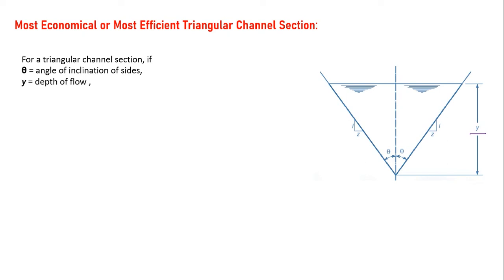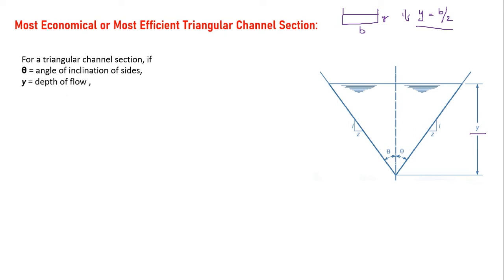Of course, I hope you remembered that in the case of a rectangular section, if the depth is y and the width is b, then y equals b by 2. If y equals b by 2, then this section is an economical section. What is the use of this condition? When you make a channel section economical, it costs less; a smaller amount of money is required.